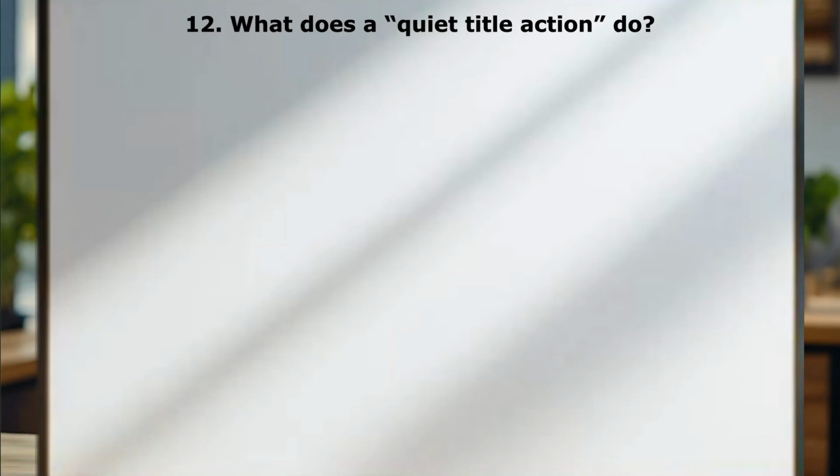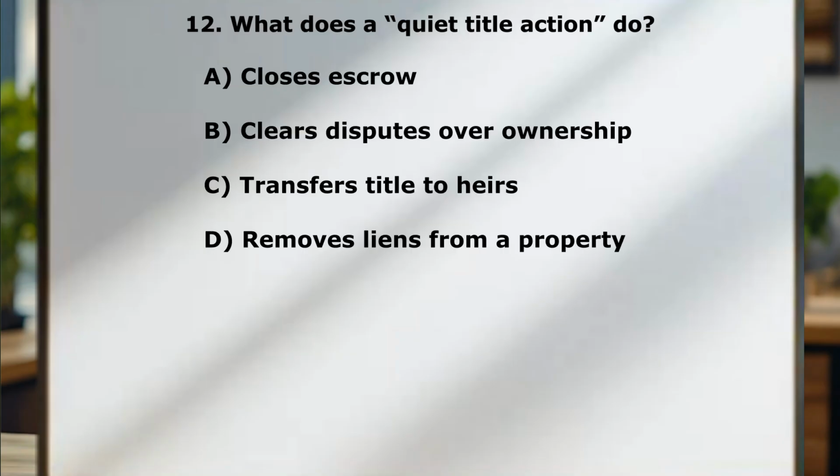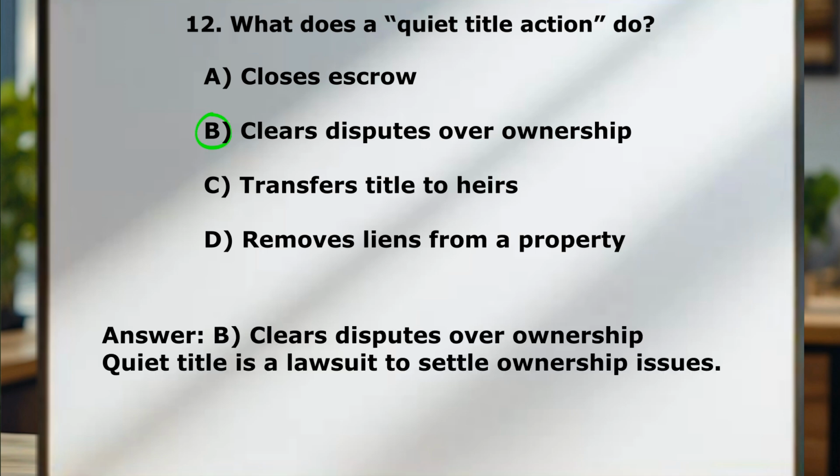Question number 12. What does a quiet title action do? A, it closes escrow. B, it clears disputes over ownership. C, it transfers title to heirs. D, it removes liens from a property. Correct answer here is B, it clears disputes over ownership. So a quiet title action basically is a lawsuit to settle any type of ownership issues.